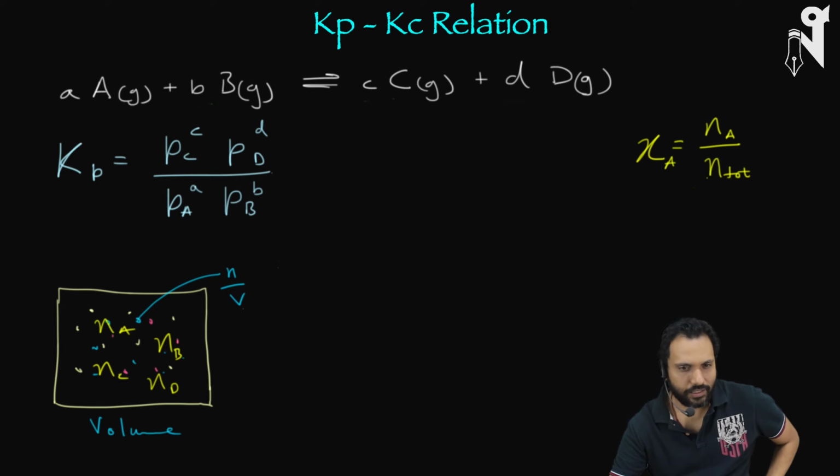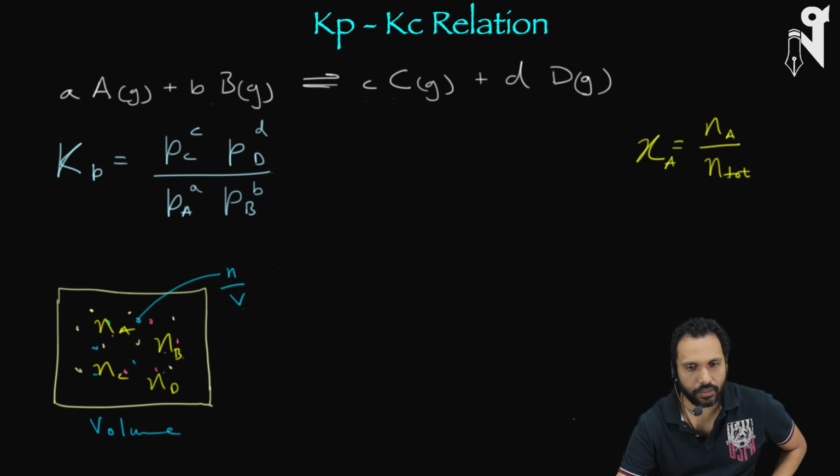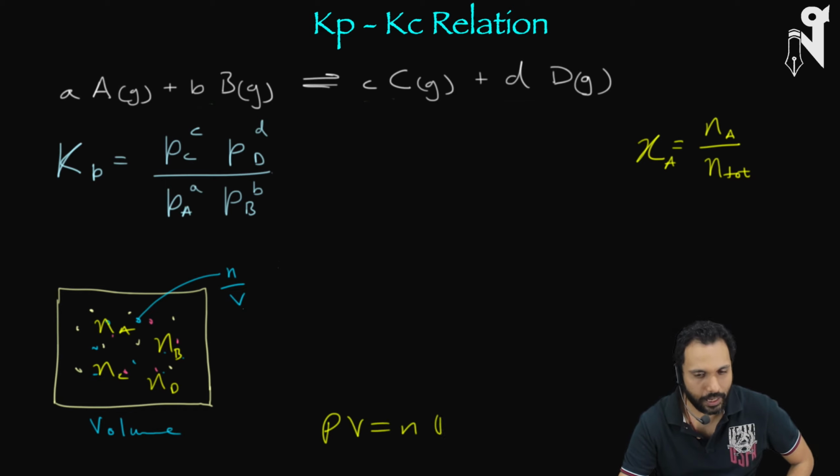And since it is a constant volume, using the equation PV = nRT, your pressure is directly proportional to the number of moles. So your total pressure, P total, you have all done this earlier, so I'm just going through it very fast, will be total number of moles times RT.